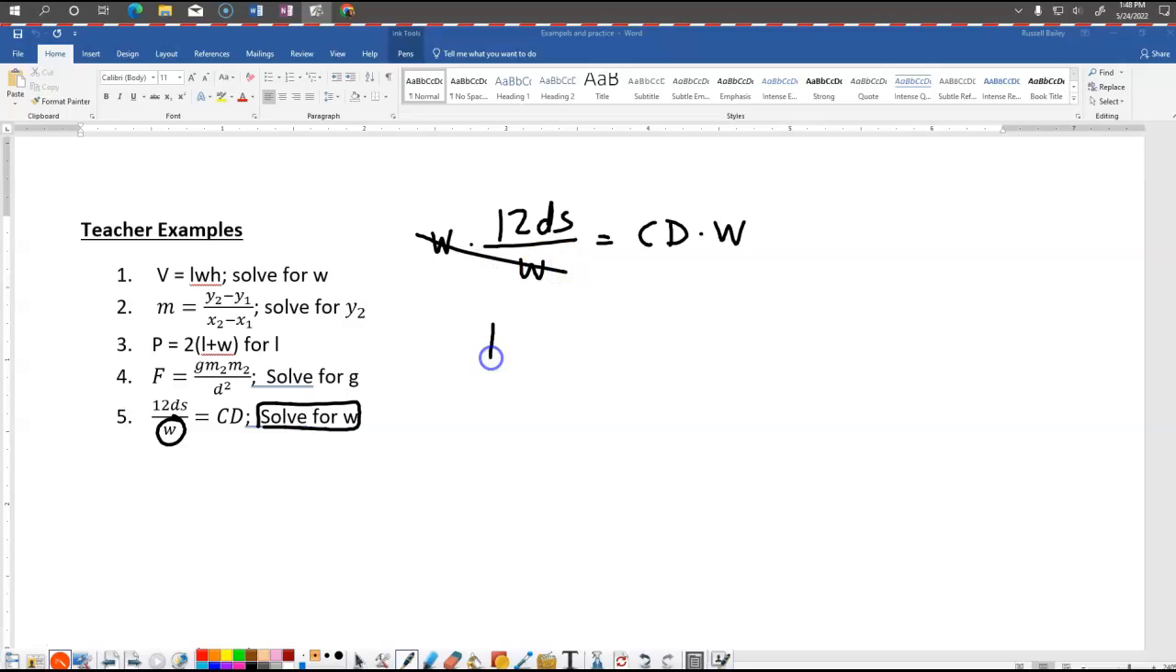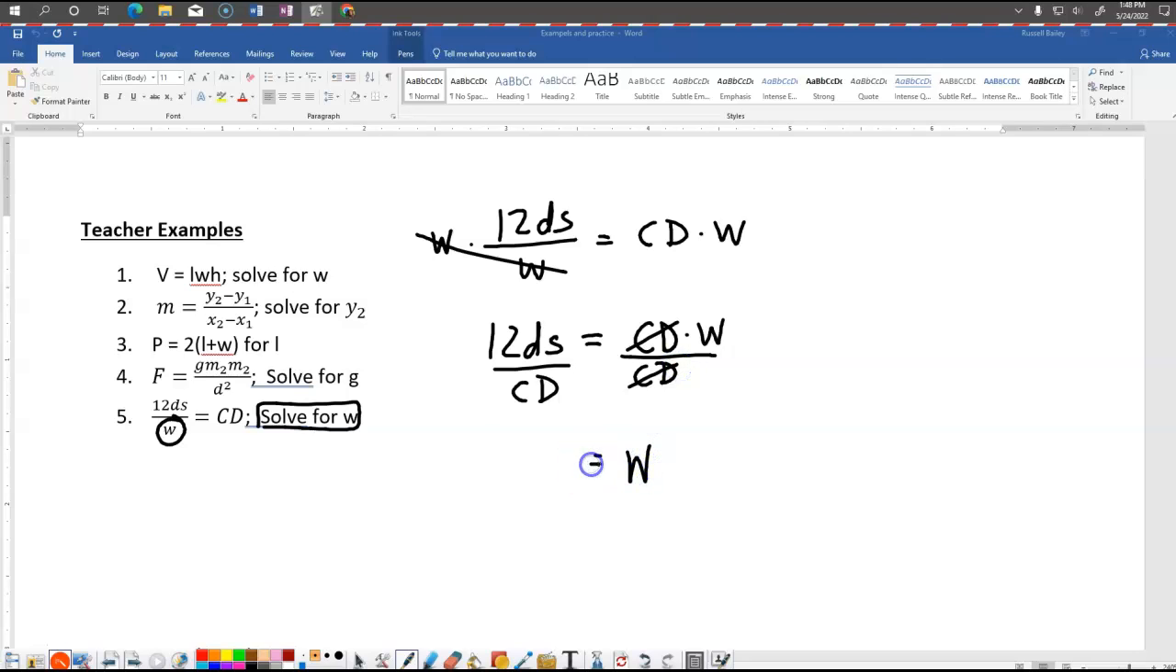That way, we don't typically move the letter that we want to get by itself. We move everything else away from it. But whenever it's in the denominator, you need to get it out of the denominator. Now we can move everything else away from it. So now I would just divide both sides by C and D.